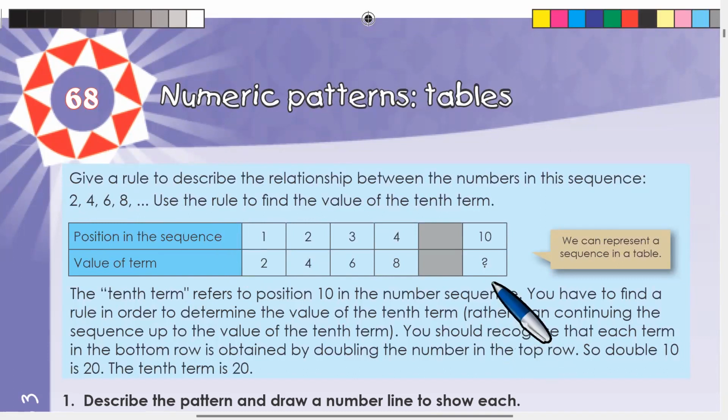Okay, like at this point, 1 becomes 2. The position in the sequence. The position is position 1. The value of the term is 2. The position is 2. The value is 4. The position is 3. The value is 6. The position is 4. The value is 8. The position is 10. What is the value? What do you think?